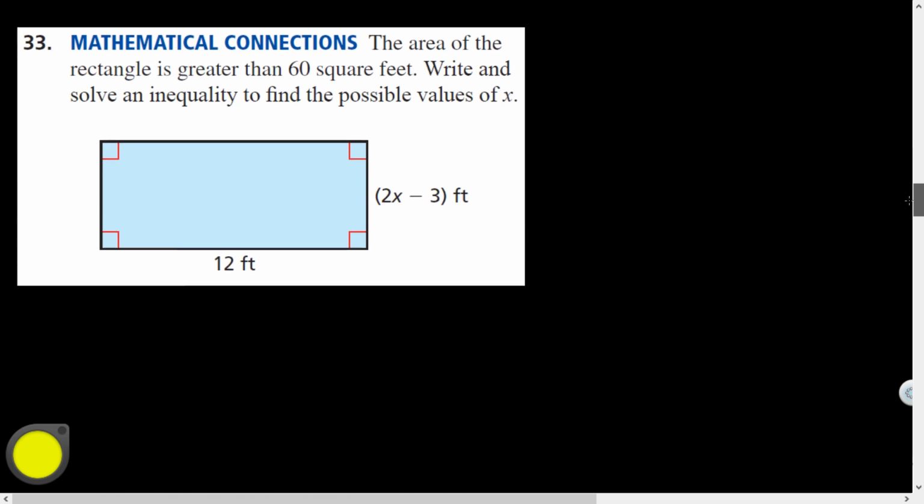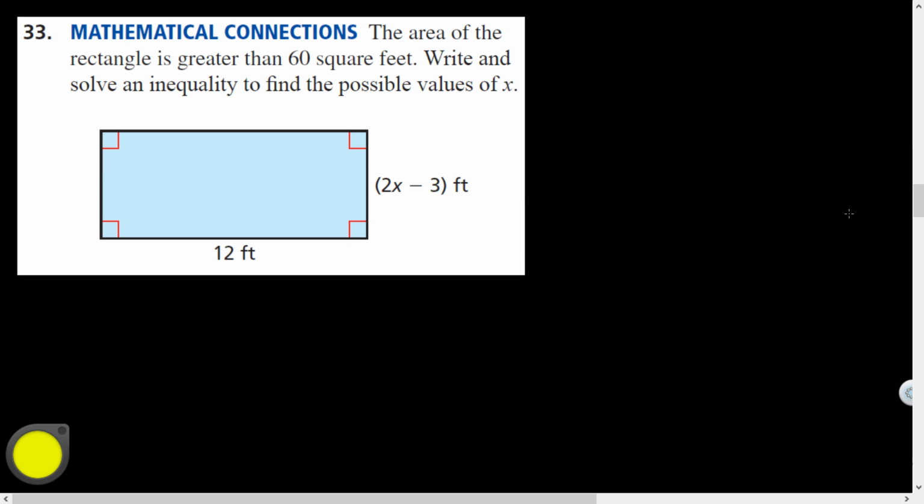Let's see, last problem, mathematical connections. The area of a rectangle is greater than 60 square feet. Write and solve an inequality to find the possible values of x. So question, friends, before I can do anything, I need to come to the table with the knowledge of the area of a rectangle formula. Does anyone know the formula for the area of a rectangle? Length times width, or what were you going to say, Tyler?